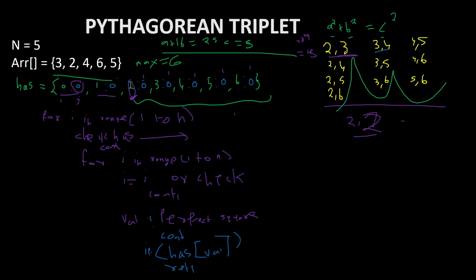There is another condition before the hash map value. Before checking whether the value is in the hash map, there is another condition. After taking the perfect square, we also have to check if the value is smaller than the maximum value that we are taking. The maximum value is 6 inside this array, so there can be no other value which could be greater than 6.